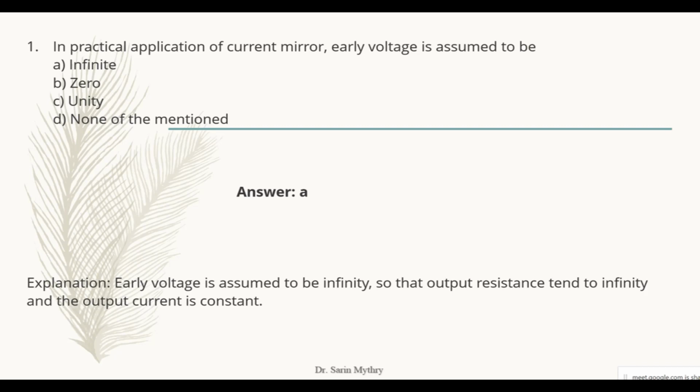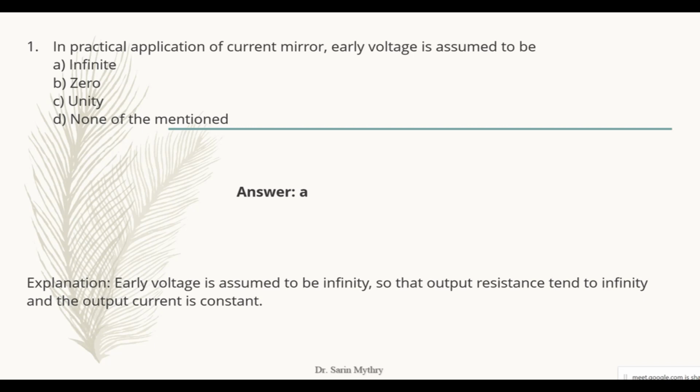In practical application of current mirror, your early voltage is assumed to be: first one infinite, second one zero, unity, none of the mentioned. Let us see the explanation.